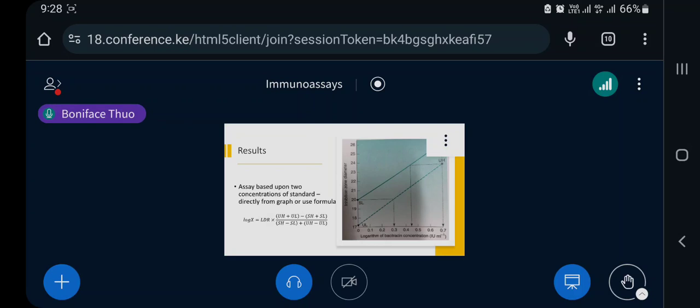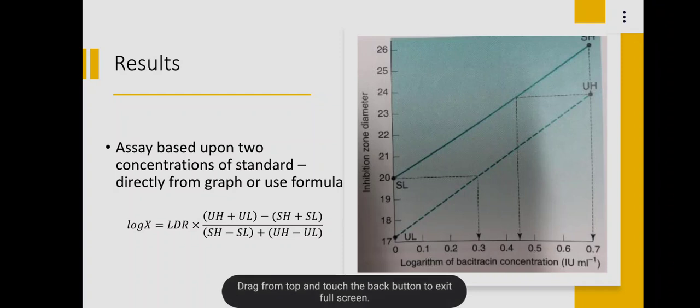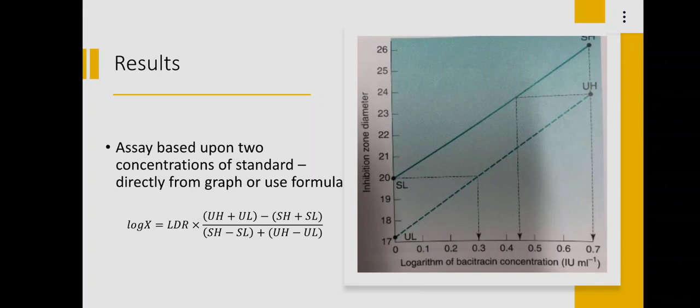A graph that would be obtained when assessing antibiotic potency using agar diffusion. And that was an example where two standards are used. And you can use that graph to calculate the potency.